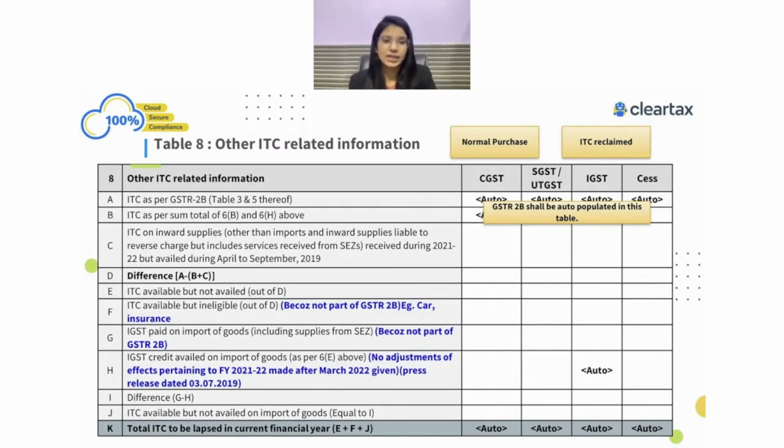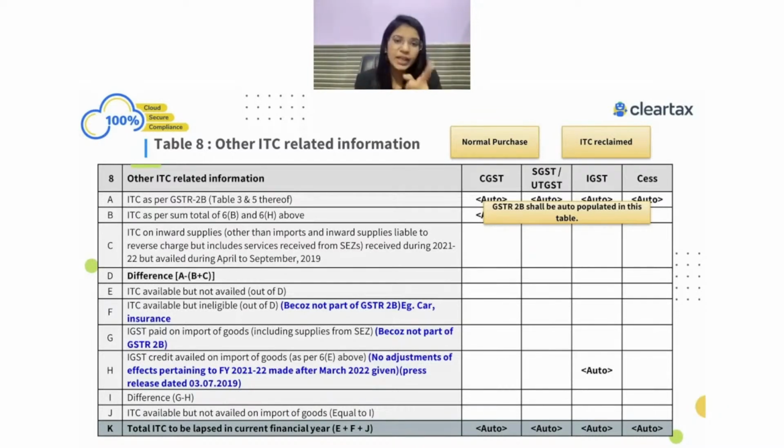Now the other part is, okay, 8A we got it, what information are we going to get from the government? We also get document level information, which we can even download from the government portal. Now when we look into 8B, it shows the ITC as per 6B and 6H. When you look into 6B, you remember what information we showed? It was the purchases which you have made from registered dealers other than reverse charge, right?